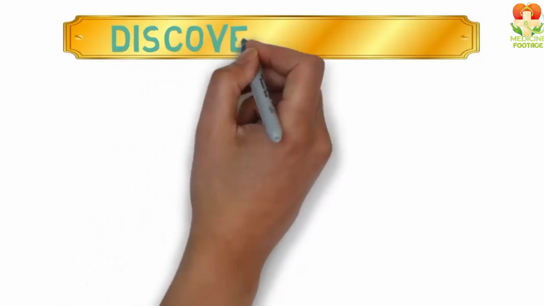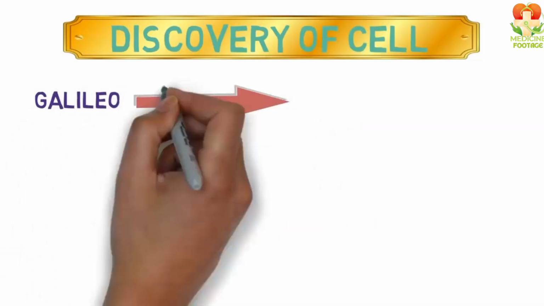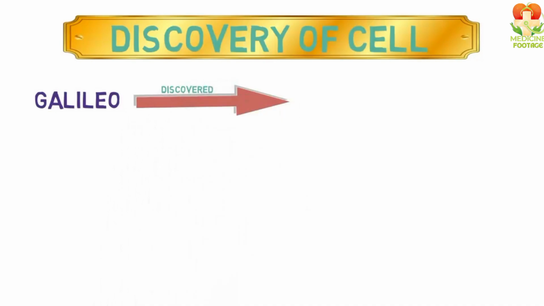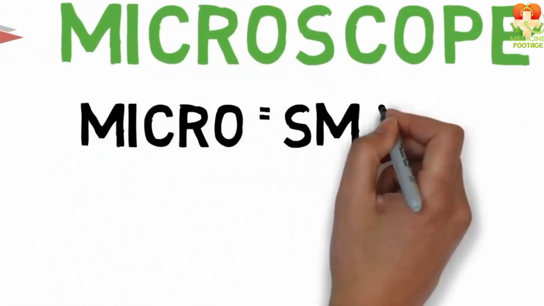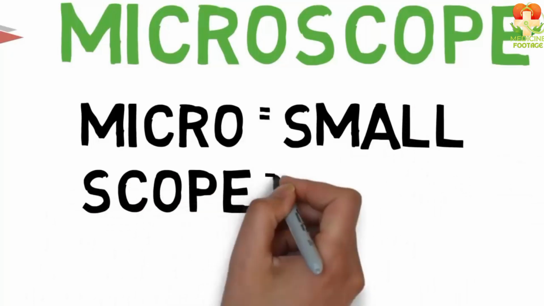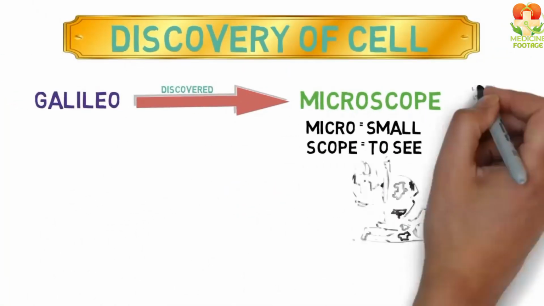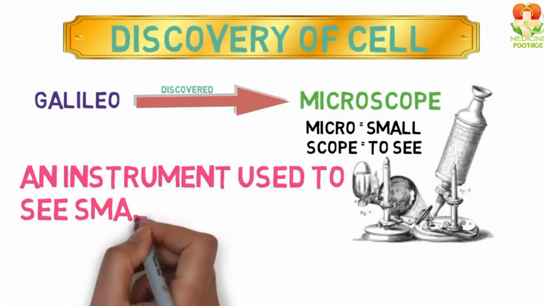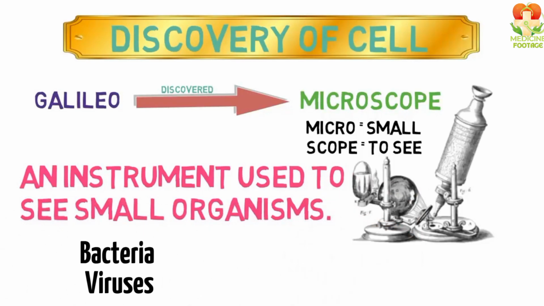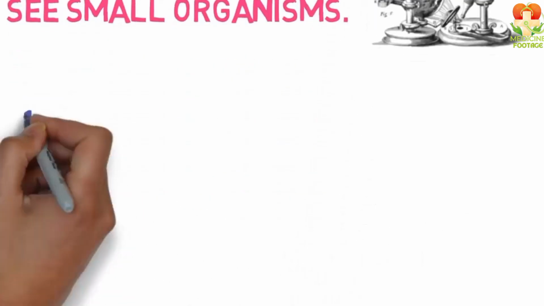Now, let's move on to how the cell was discovered. Before discussing the discovery, let me share a bit of history. There was a scientist named Galileo Galilei who discovered an instrument called the microscope. The word microscope is derived from two words, micro, meaning small, and scope, meaning to see. This instrument allows us to observe small organisms that we cannot see with the naked eye, such as bacteria and viruses. Let's move back to the discovery of the cell.